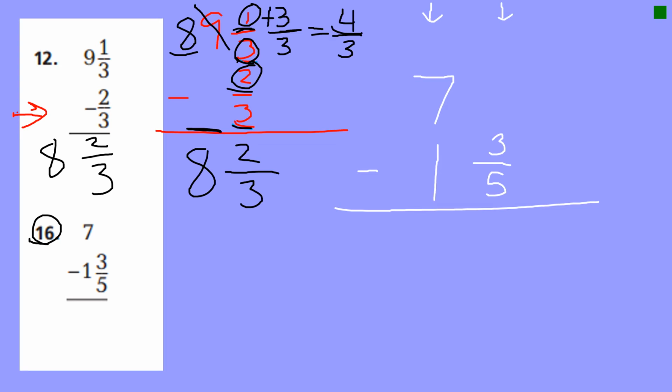Do not just bring that 3/5 down, okay? Because it's just like if you had a 0 in whole numbers. Let me write a little mini one over here. What if I had 70 minus 13? Could I just go, oh yeah, I could just bring the 3 down? No. 0 minus 3? You have to regroup, right? We're not using whole numbers though.